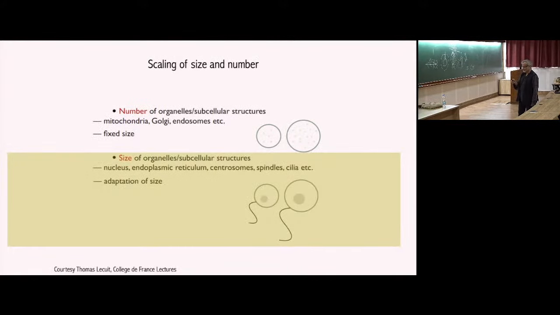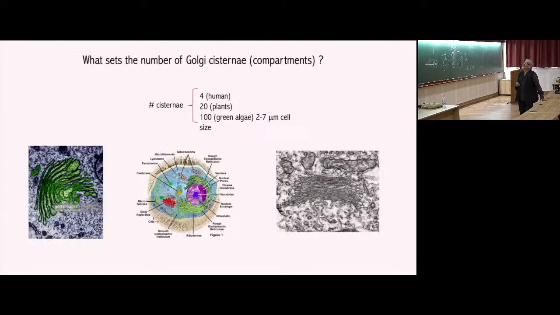So in this particular talk, as I said, I'm flashing this picture again. I'll be addressing the question of what sets the number of organelles, or subcellular structures, and in particular, I'm going to ask what sets the number of Golgi. I'm going to propose a possible strategy to understand this. So again, the question: what sets the number of Golgi cisterna or compartments?